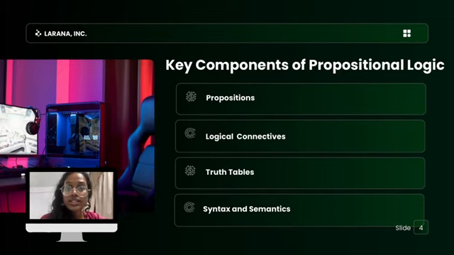Lastly, we have syntax and semantics. Syntax defines the rules for creating valid logical expressions, ensuring they are well formed. Semantics, on the other hand, assigns meaning to these expressions by specifying how truth values are determined for propositions and compound statements. Syntax ensures logical expressions are properly structured, while semantics ensures they are meaningful and interpretable. These components form the foundation of propositional logic, enabling it to model and evaluate logical statements for reasoning and problem solving in computer science, mathematics, and artificial intelligence.